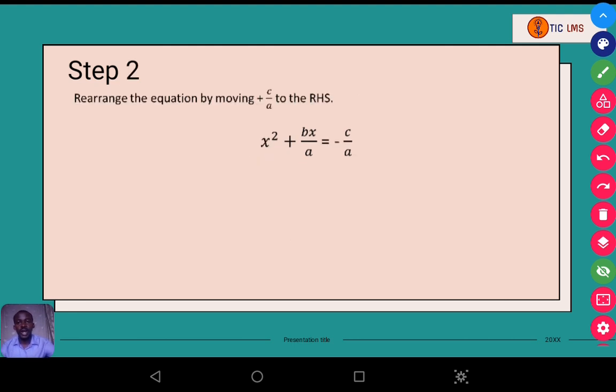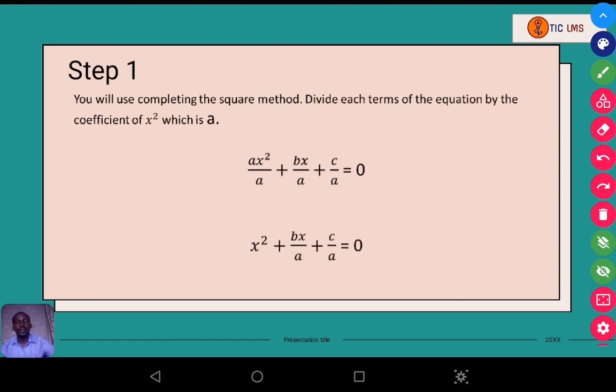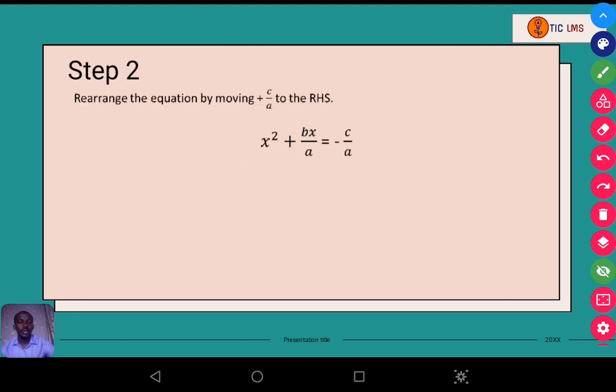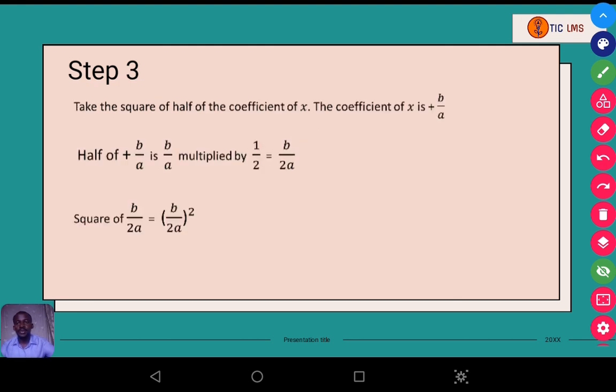Step 2. Rearrange the equation by moving plus c over a to the right hand side. So as you can see, we're going to move the positive c over a from the left hand side to the right hand side, and we'll see a change in the sign. So the sign becomes negative c over a. The next step is to take the square of half of the coefficient of x.